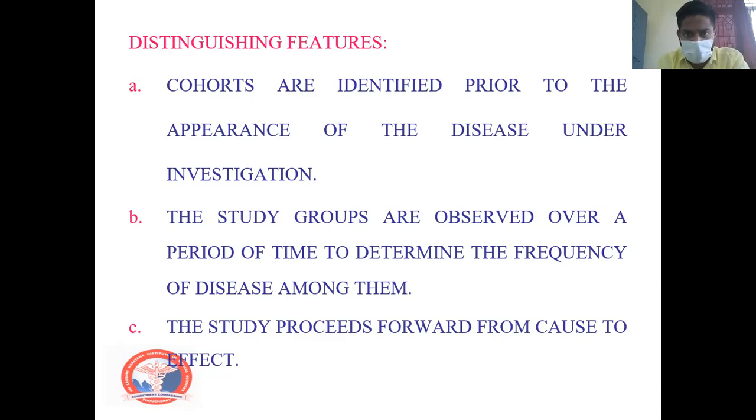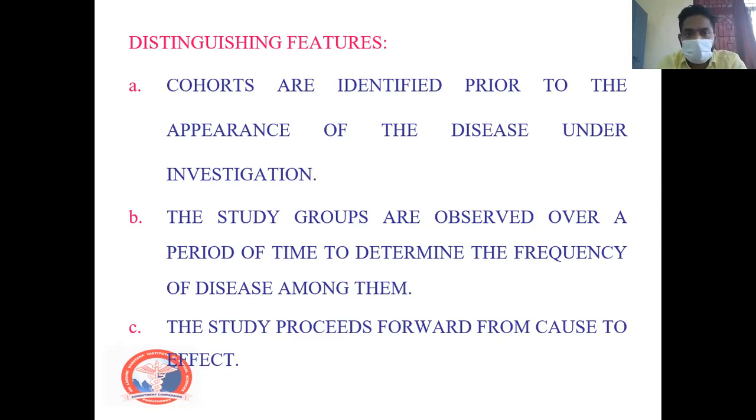Cohorts are identified prior to the appearance of the disease under investigation. The study groups are observed, followed up for a period of time to determine the frequency of disease among them. So in case control study, we'll be looking back, identifying the risk factors by taking histories, either by interview or questionnaires, whatever it is.